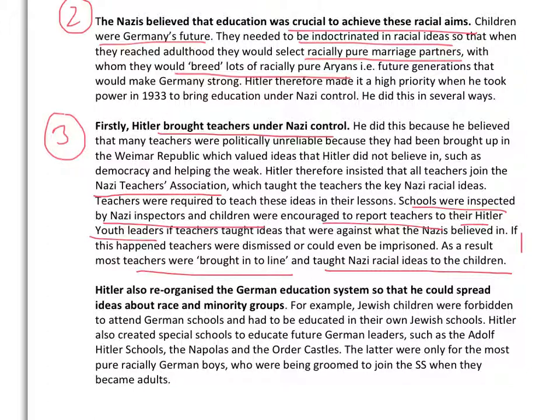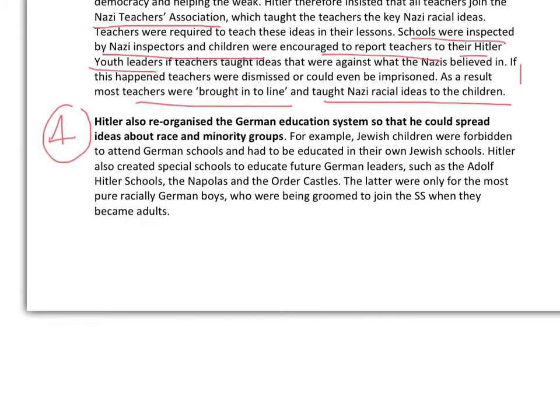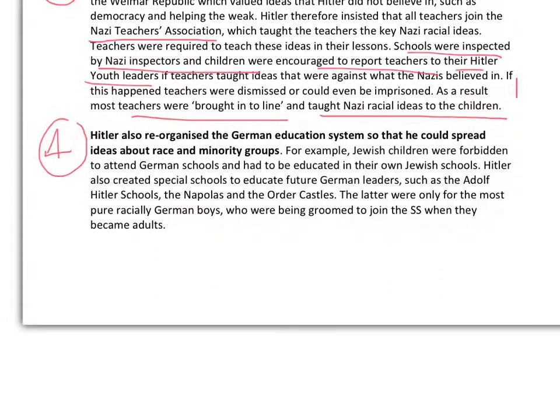Teachers therefore were brought into line and teachers taught Nazi racial ideas, even though they might not actually be members of the Nazi party. You then move into the next paragraph, which talks about the reorganisation of the German education system.